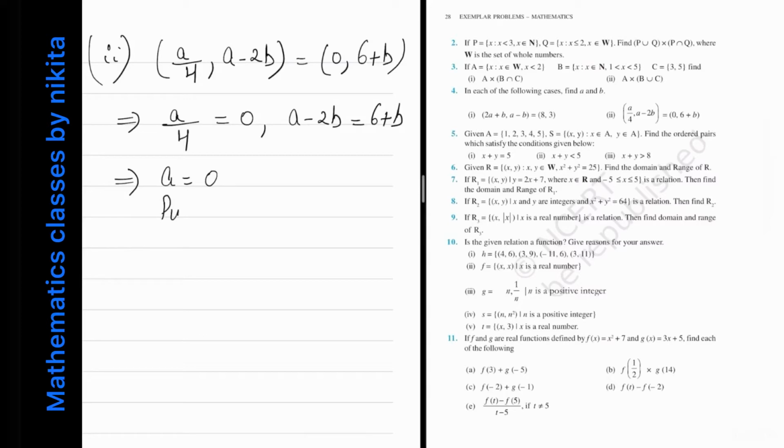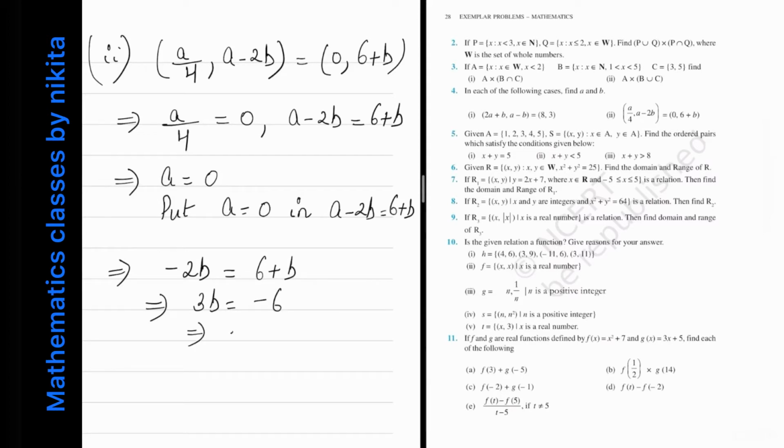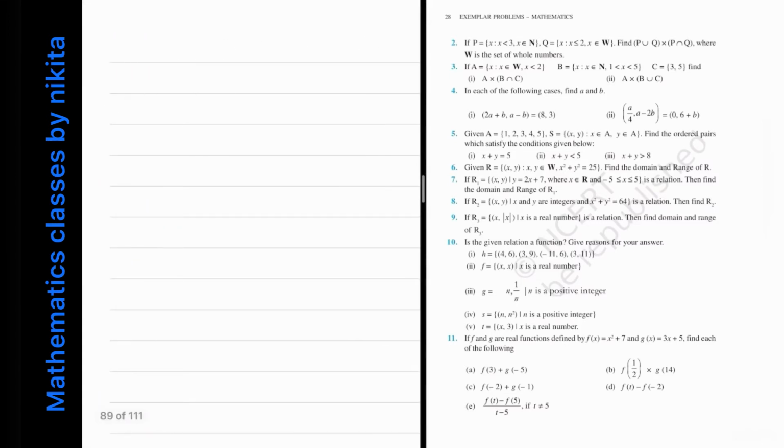So put a equal to 0 in a minus 2b is equal to 6 plus b. So this implies that minus 2b is equal to 6 plus b, and this implies that 3b is equal to minus 6, and this implies that b is equal to minus 2. So therefore the values are that a is equal to 0 and b is equal to minus 2. Okay. Now let's see question number 5.